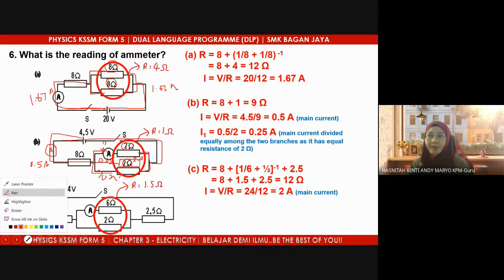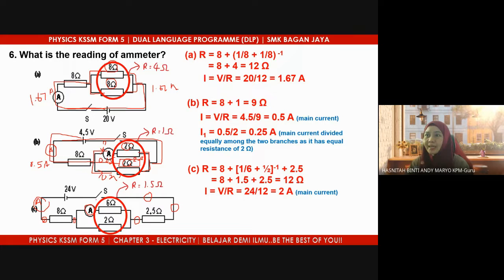For example, if I place an ammeter here, it reads 2 ampere. Or if I place it in front of the 8 ohm resistor, it will read 2 ampere. Or another ammeter before the branches, it will read 2 ampere. Another ammeter here, it will read 2 ampere. But now the ammeter is placed here at the top branch.